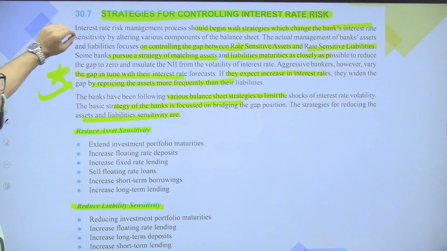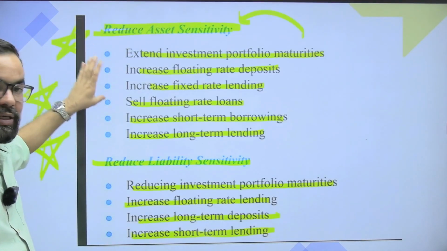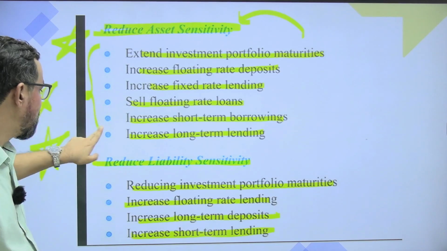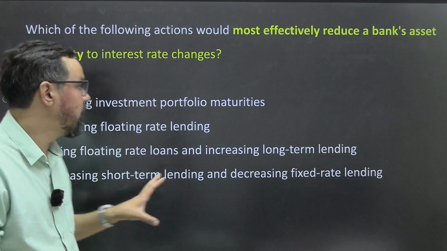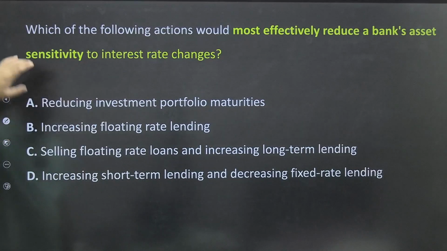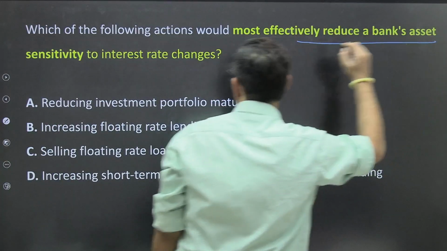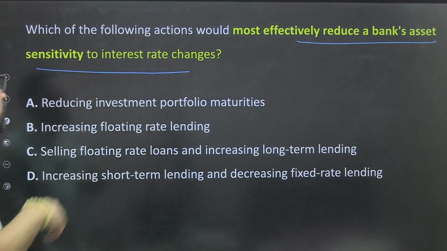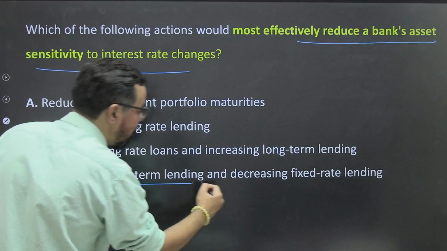So this is the perfect kind of thing. If you talk about the strategies for controlling interest rate risk on the asset and liability side, these are the areas to manage our asset sensitivity, and these are the steps a banker can take to manage liability sensitivity. Next one: which of the following actions would most effectively reduce a bank's asset sensitivity to interest rate risk? Reducing investment portfolio maturities, increasing floating rate, selling floating rate and increasing long term rate, selling short term lending and decreasing fixed rate.